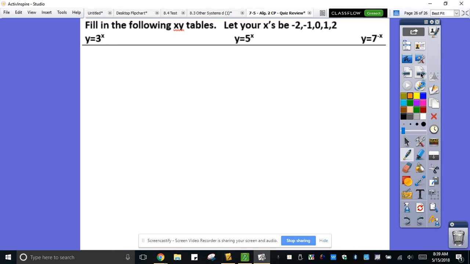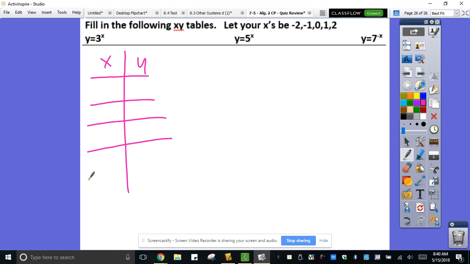Fill in the following x and y table. Let your x be negative 2 to 2. So here you're going to make a table. x, y, negative 2, negative 1, 0, 1, 2.